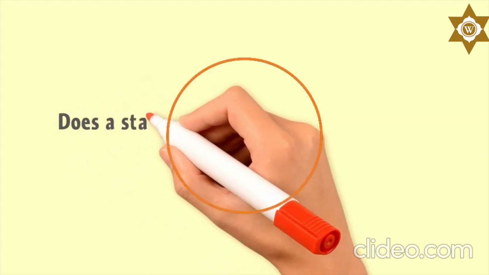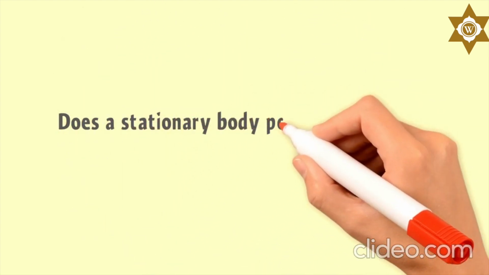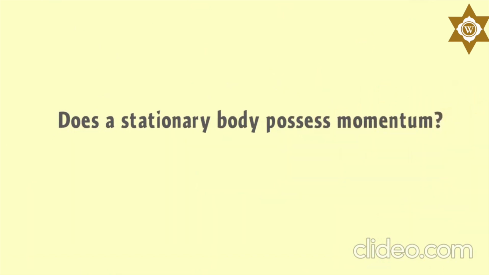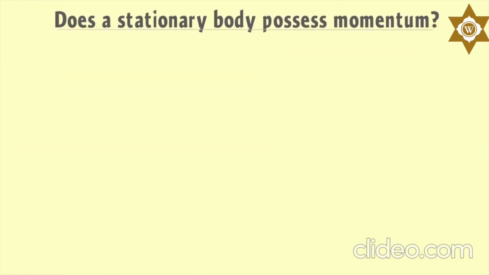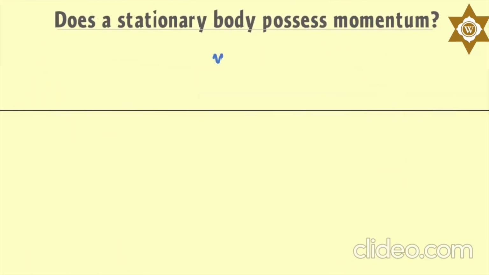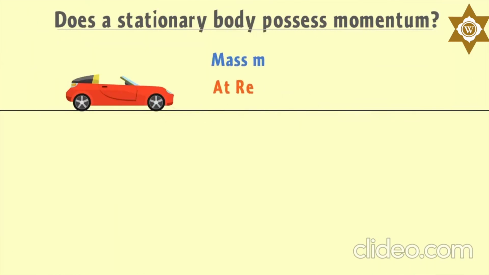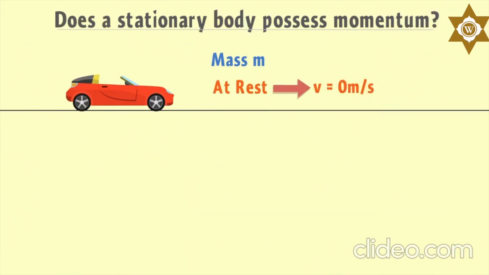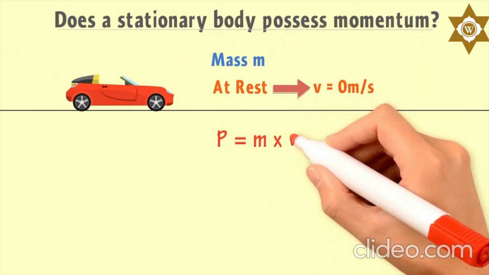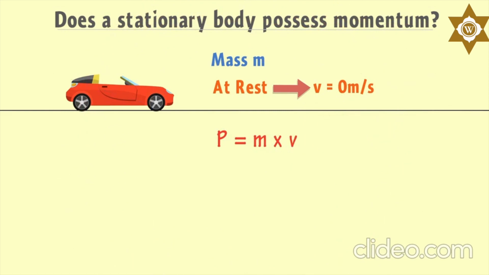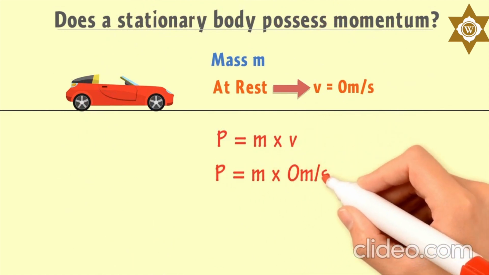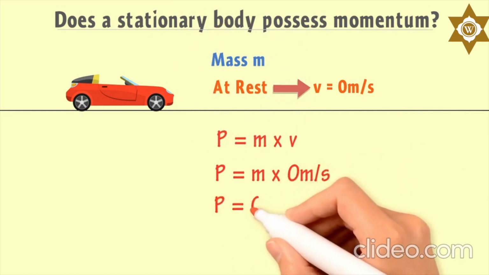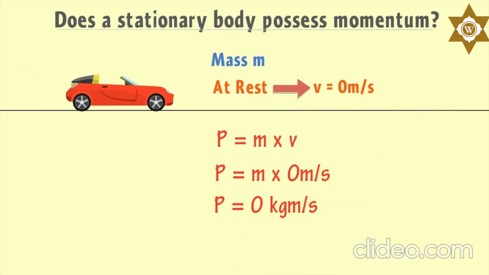At last, let me teach you, does a stationary body possess momentum? To answer this question, let me give you another example. If a car of mass m is stationary or at rest, its velocity v is equal to 0 meters per second. Hence, its momentum P is equal to m times v. Thus, P is equal to m times 0, or P is equal to 0 kg meter per second.